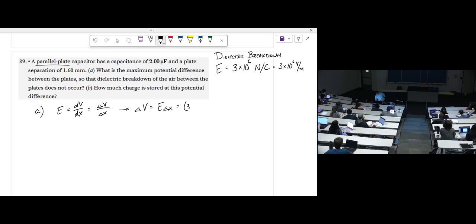So if you want to find the voltage across the plates, that's going to be E times dx. So that's 3 times 10 to the 6 volts per meter times 1.6 times 10 to the minus 3 meters of separation between the plates. That gives us a maximum voltage of 4.8 times 10 to the 3 volts, or you could say that's 4.8 kilovolts.